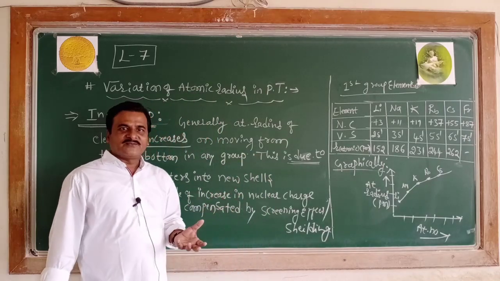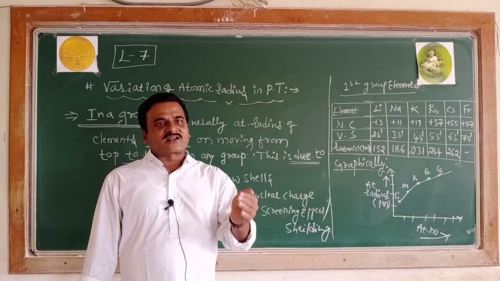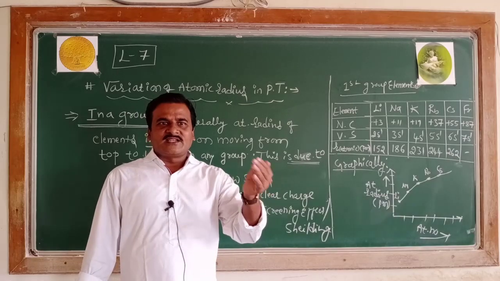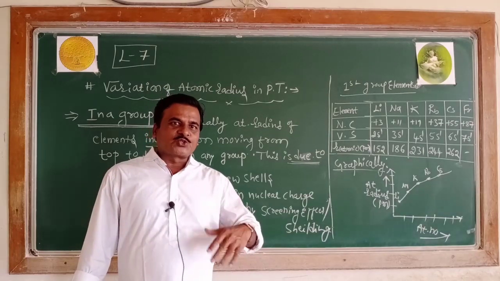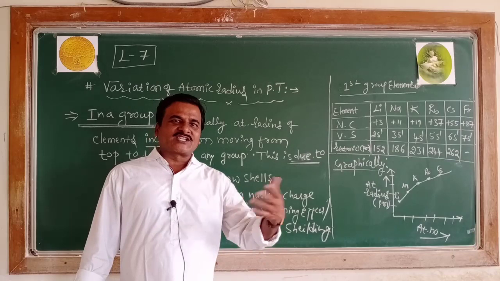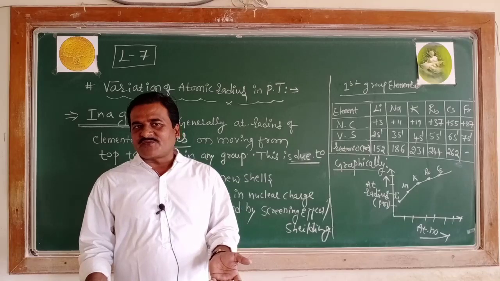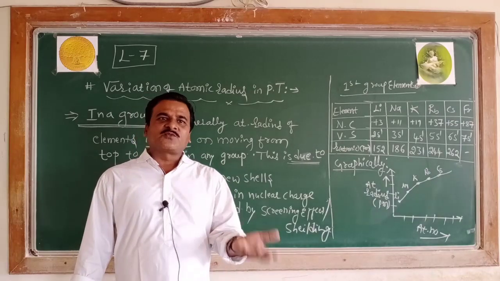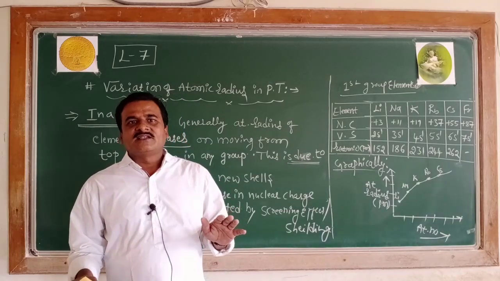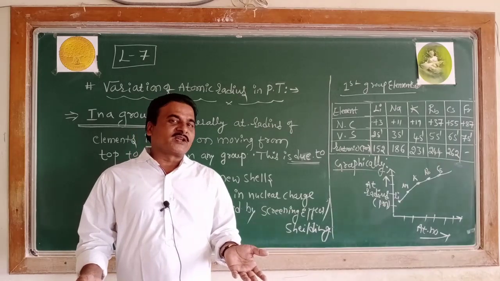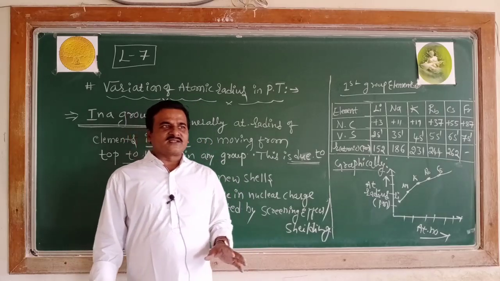Regarding the screening effect, what is this screening effect? As you go down the group, the electrons are entering a new shell. As the new electrons enter, nuclear charge also increases. But the magnitude of increase in the shell dominates over the increase in the nuclear charge of an element. That's why, though the nuclear charge increases, the atomic radius increases, because it gets compensated by the screening effect.